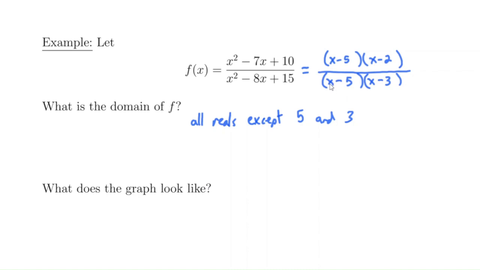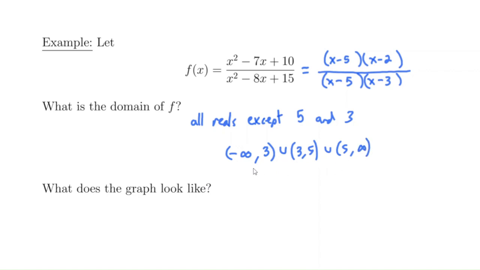Or plug it in here. You plug in 5, same thing if you plug in 3. So all reals except 5 and 3. Now, if you wanted to write it in interval notation, it'd be the whole interval from minus infinity all the way up to, I should put 3 because that's the smaller one, minus infinity up to 3, union with the open interval from 3 to 5, union with the interval from 5 to infinity.